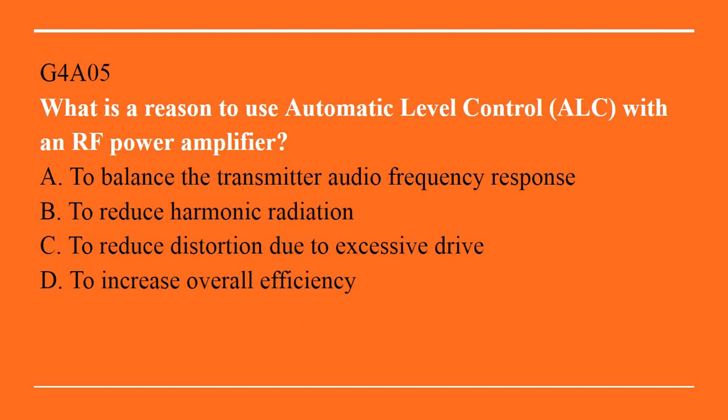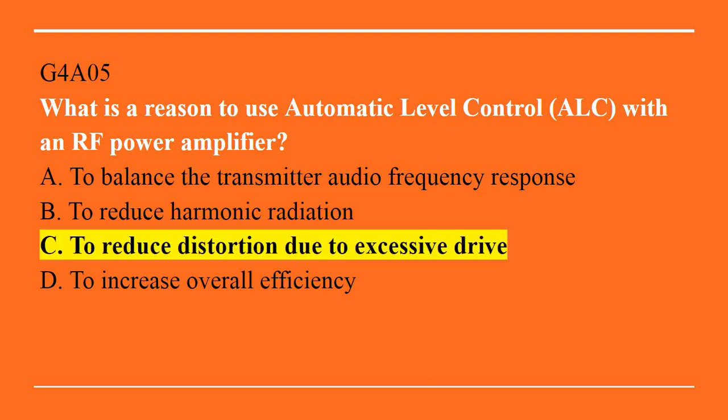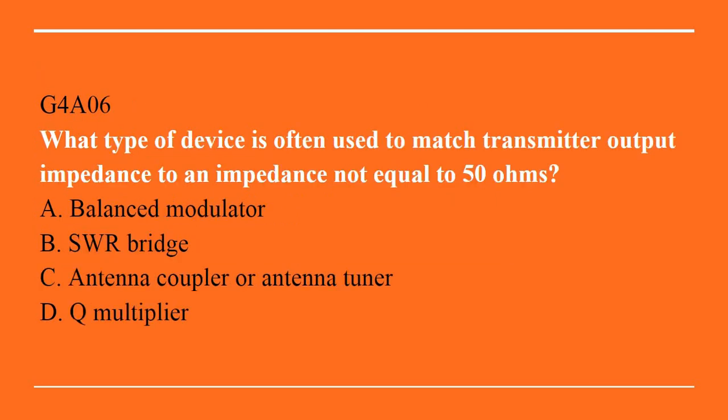G4A05. What is the reason to use automatic level control, ALC, with an RF power amplifier? A. To balance the transmitter audio frequency response. B. To reduce harmonic radiation. C. To reduce distortion due to excessive drive. Or D. To increase overall efficiency. Answer is C. To reduce distortion due to excessive drive.